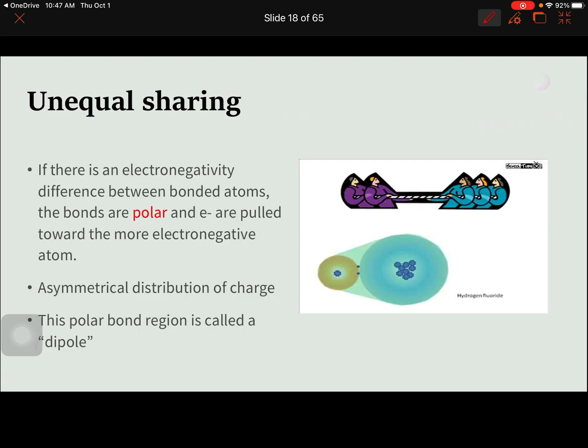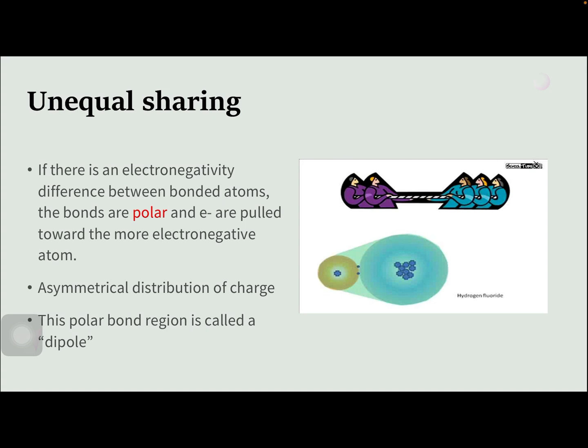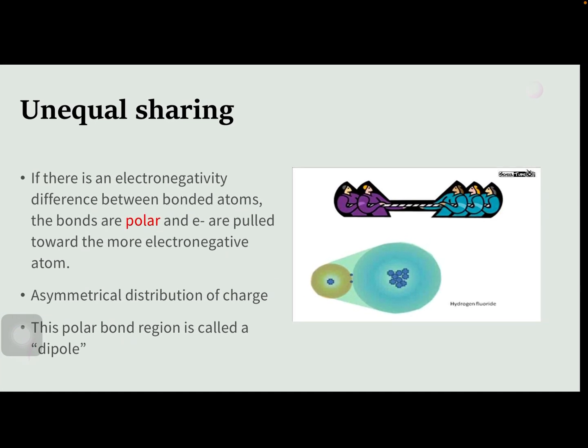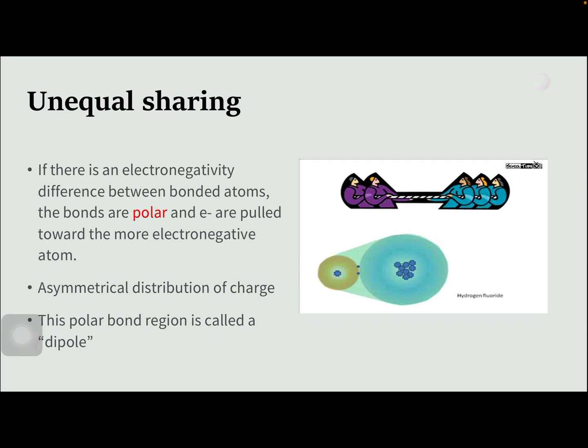If you have unequal sharing of electrons, so not enough for one element to totally rip the electrons off the other element, but just so there is a disparity of attractive force, the bond would then be polar. The bond would be polar and electrons would be pulled toward the more electronegative atom. So you need to be able to predict trends in electronegativity to tell which side would be slightly negative and slightly positive. You would have this asymmetrical distribution of charge. The region is called a dipole.